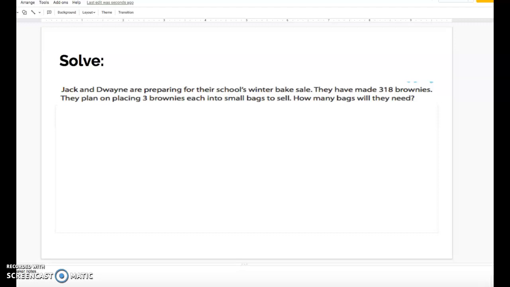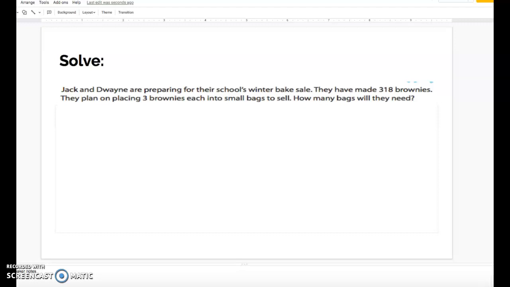Jack and Dwayne are preparing for their school's winter bake sale. They have made 318 brownies. They plan on placing 3 brownies each into small bags to sell. How many bags will they need?